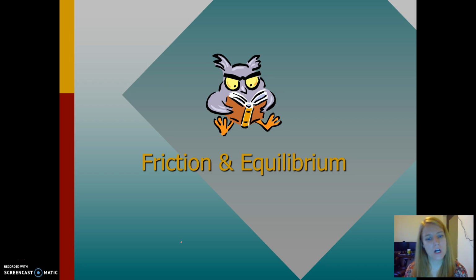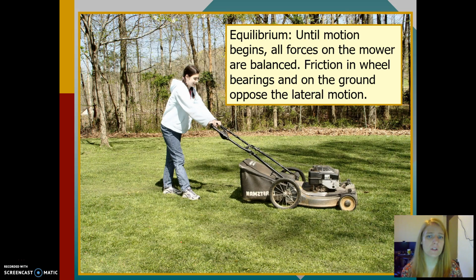Today we are going to be talking about friction and equilibrium. So what is equilibrium? Well, equilibrium is that situation where there are no unbalanced forces acting on an object. So if we're talking about net force and unbalanced forces, there are no unbalanced forces, so there's no net force. So do please write that.